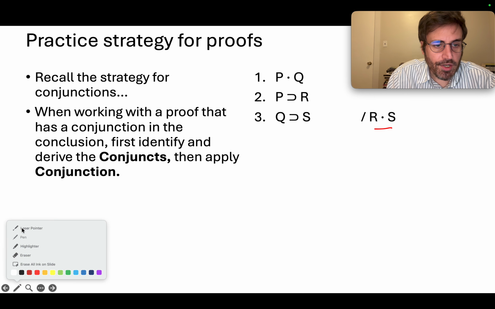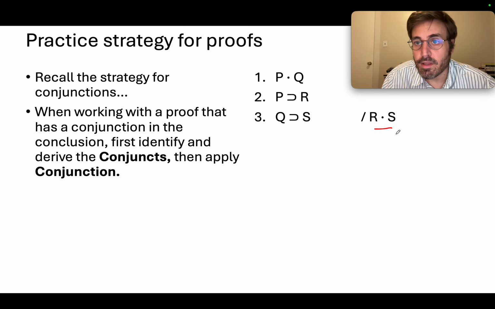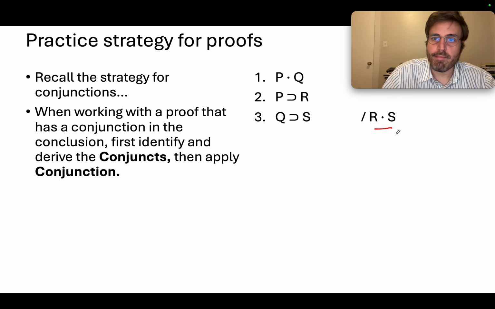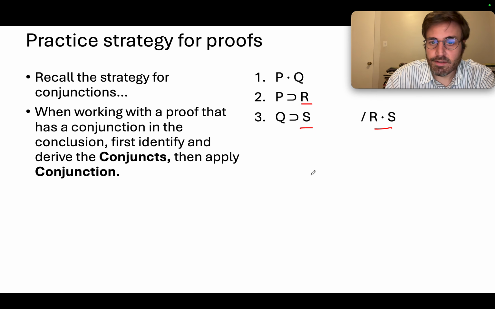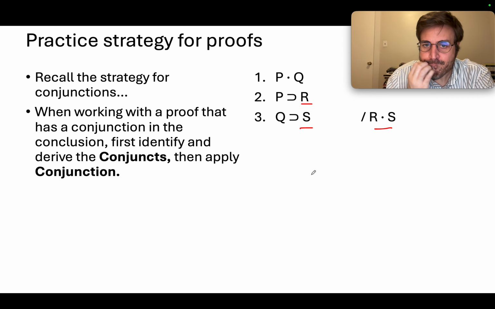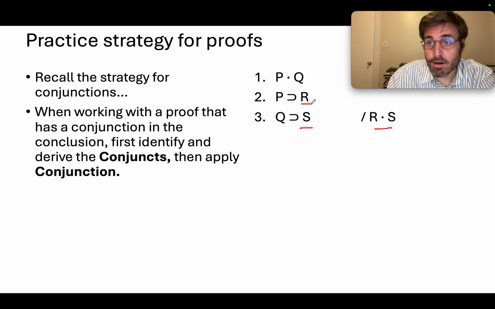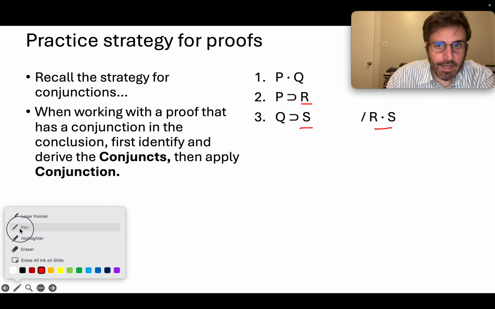So the first thing we want to do, again, is try to look for the conclusion in the premises. I don't see R and S as a statement in the premises, but I do see R as the consequent in line 2, and I see S as the consequent in line 3. So this indicates to me that at some point we're going to have to break apart our conditionals, right, to get them isolated in order to then conjoin them again. So what are we going to do?